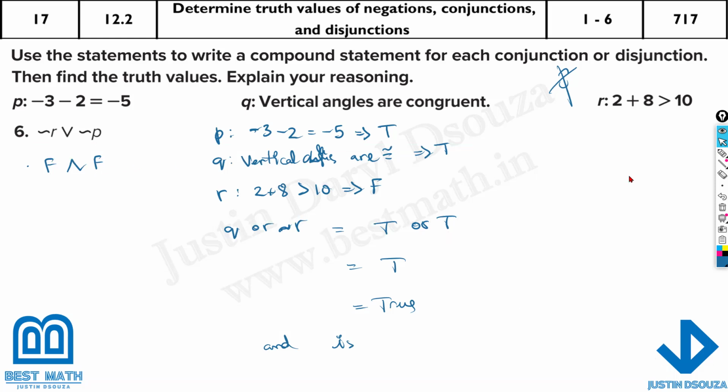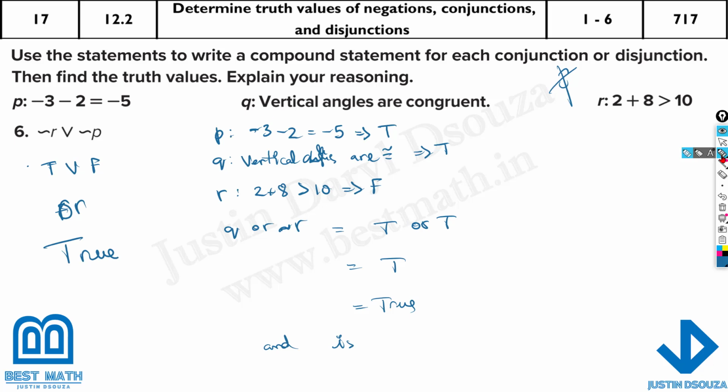And what about this one here? We have negation R. Negation R will be true. Why? Because R in fact is false, but we have negation of it, so it is true. Or we have negation of P, which is true, and this negation of P becomes false. Therefore, see, it is or again. So therefore, it is true.